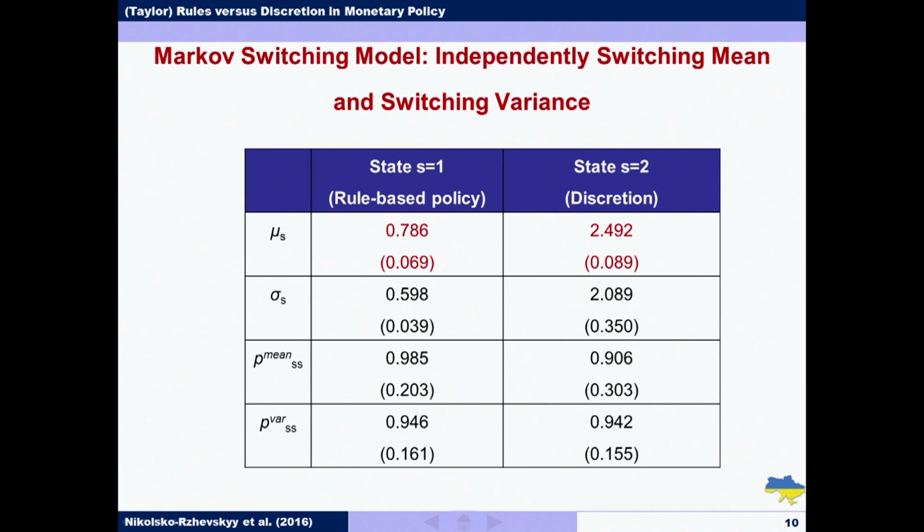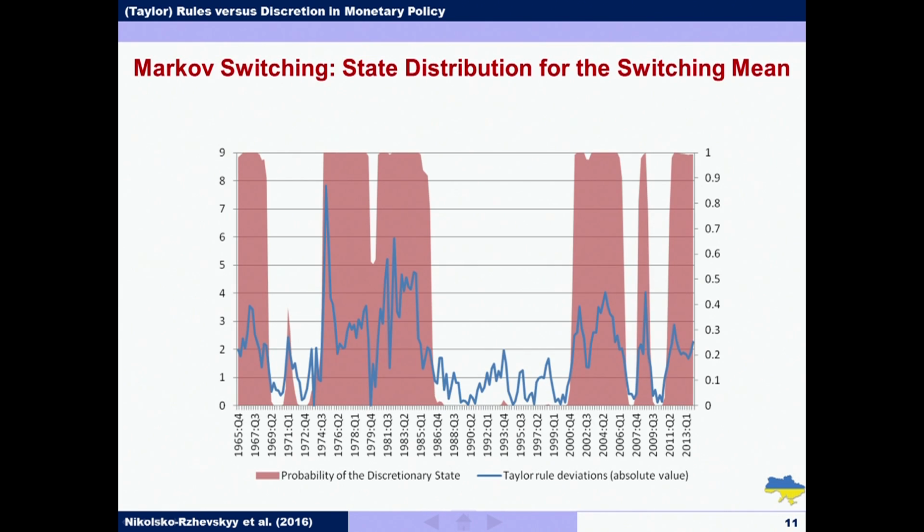If now you want to look at how the state distribution looks like, well, you can see that on the next slide. Here, the shaded areas are the periods of discretion. That's when the Fed did not use the Taylor rule, and the unshaded white areas are the periods when the Fed acted as if it was following the 1993 Taylor rule. You can see that the Fed exercised discretion in the 70s, the Fed exercised discretion after 2001, but the Fed acted as if it was following the rule between 1986 through 2000.